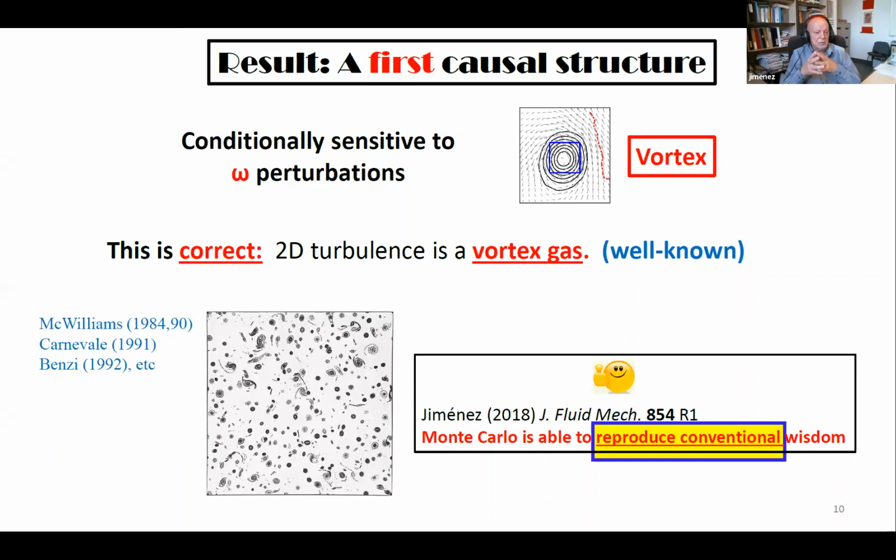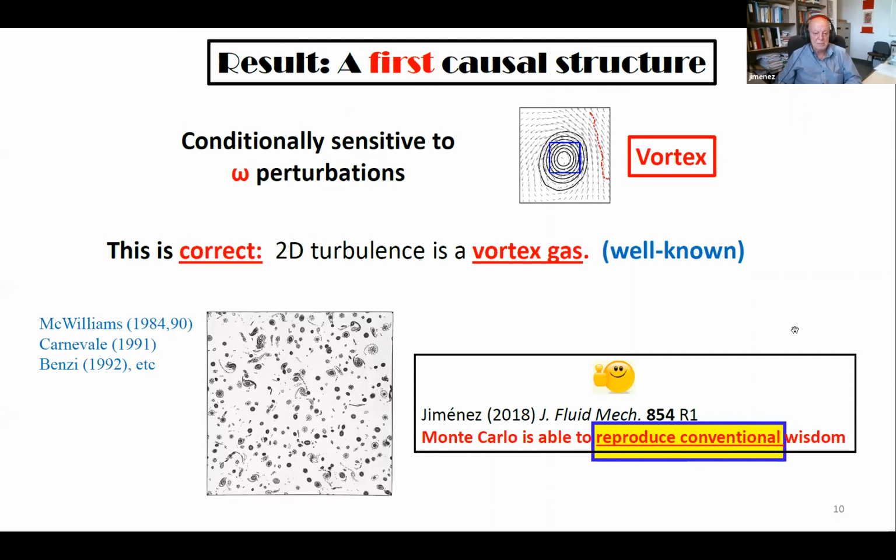Just use your computer to throw it at a problem. Basically telling it, okay, well, find something, and you find something that looks interesting then, okay? And the computer got something that at least was conventional wisdom. So I wrote this little paper in the Journal of Fluid Mechanics, this rapid, saying, well, Monte Carlo science, which is basically doing science by brute force, is able to reproduce conventional wisdom, which is interesting.